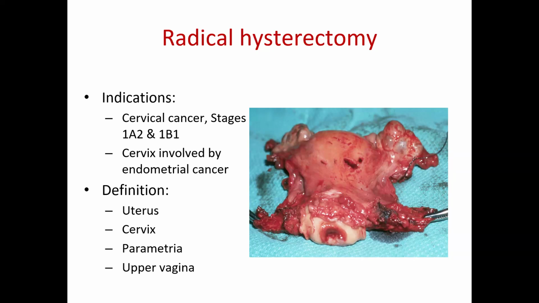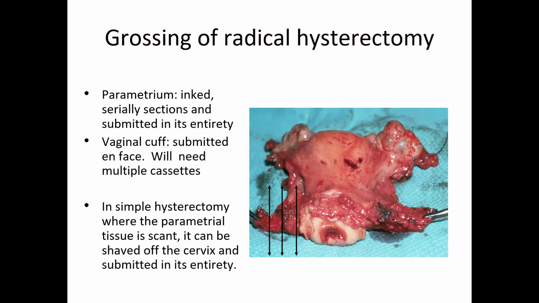What makes the uterus a radical hysterectomy? The presence of parametrial tissue and the upper portion of the vagina. What do we do when we receive this specimen? We ink the parametrial tissue and we serially section it, and we submit this separately, and we submit the left side separately. So you get 1 or 2 cassettes, call them right parametrium, and 1 or 2 cassettes and call them left parametrium. As for the vaginal cuff, we shave the margin of the radical cuff and submit that separately in maybe 2 or 3 cassettes.